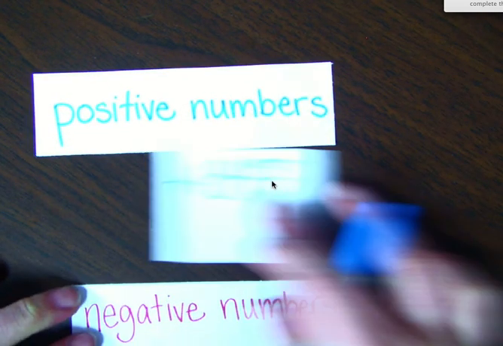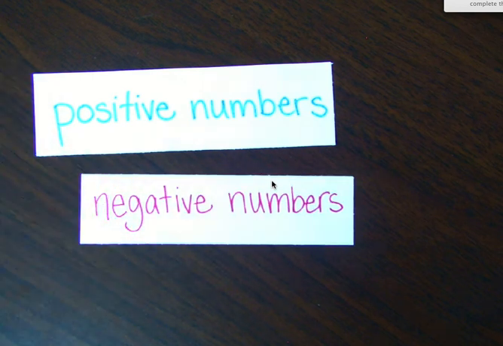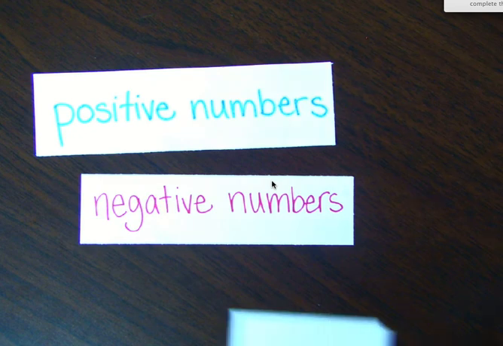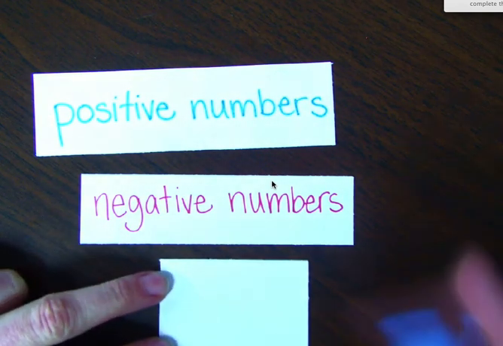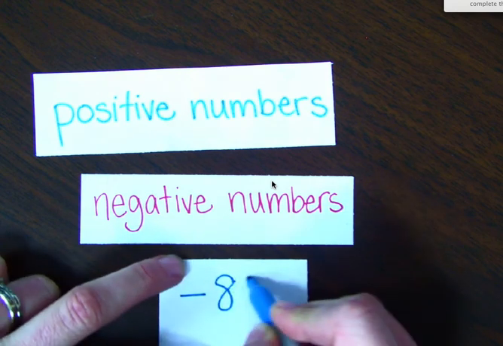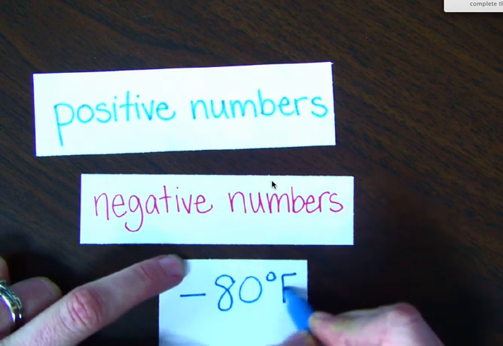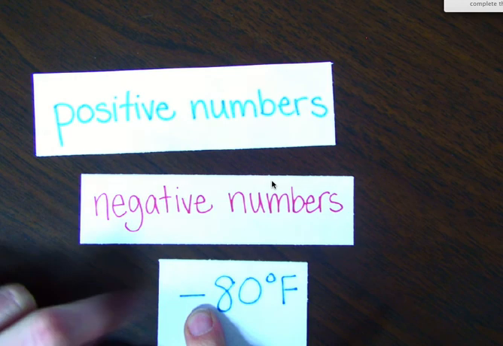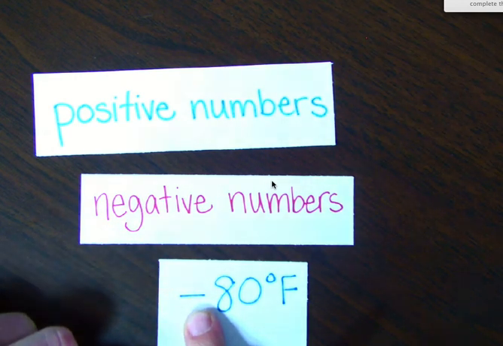Negative numbers are numbers below 0 or less than 0. They are always written with a negative sign. For example, the lowest recorded temperature is 80 degrees below 0 in Prospect Creek, Alaska. So that is written as negative 80 degrees. Always with the negative because it is below or less than 0.